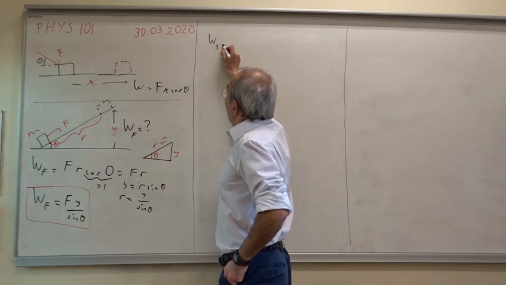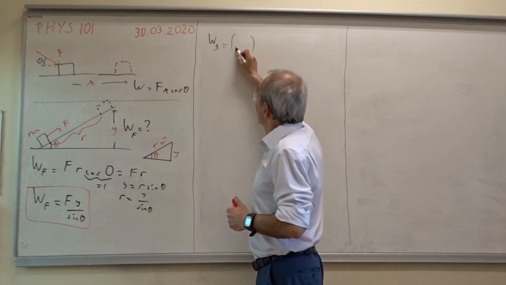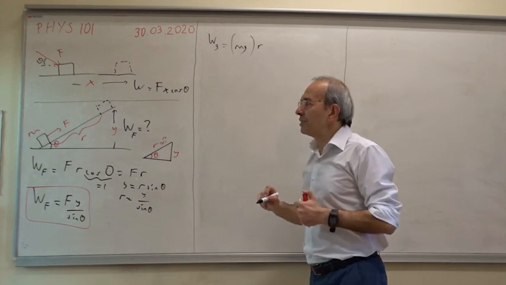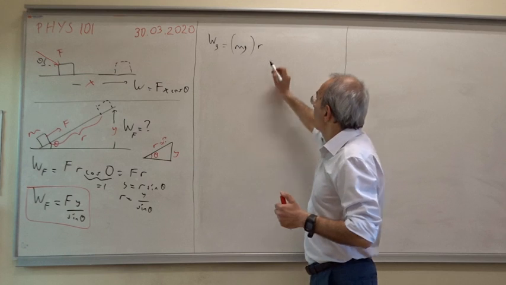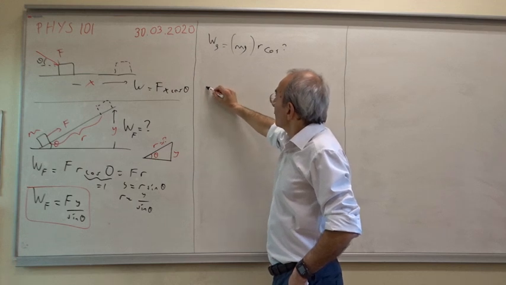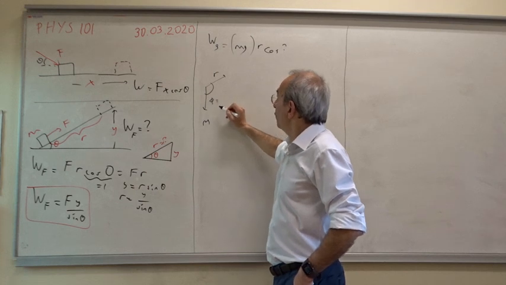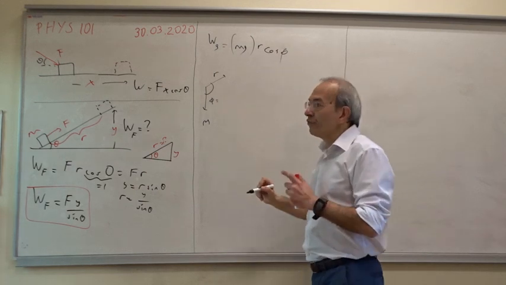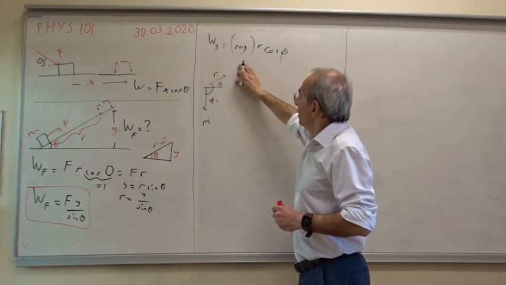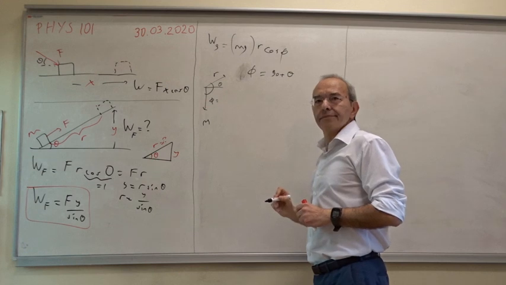Work done by gravity. What is it? Let's apply the definition again. Force mg times this displacement r times the cosine of which angle? What is the angle in this case? Let's write it. This is one vector r, the other vector is mg, and this angle is, let's call it phi. We should write phi here. But phi is 90 plus theta. So the angle between them is 90 plus theta.